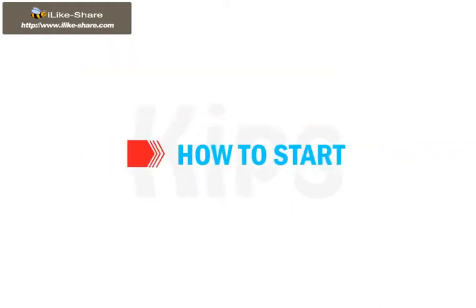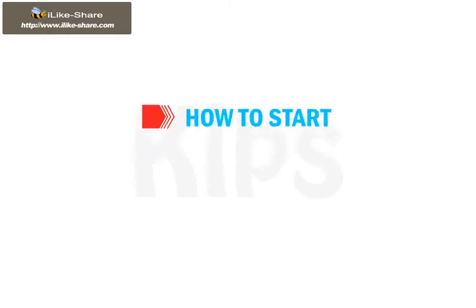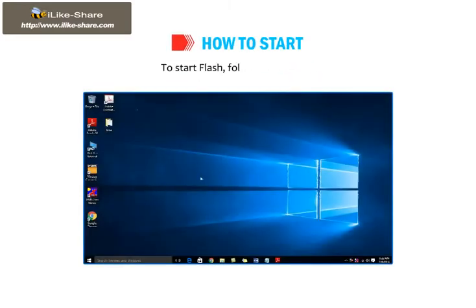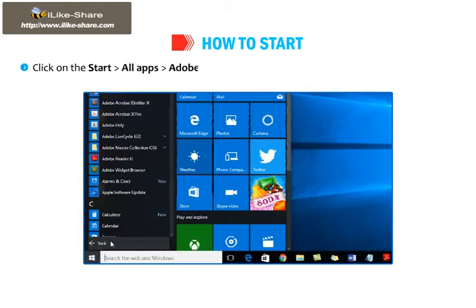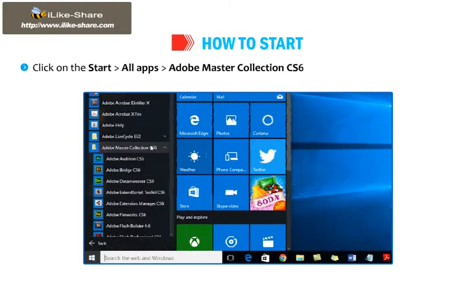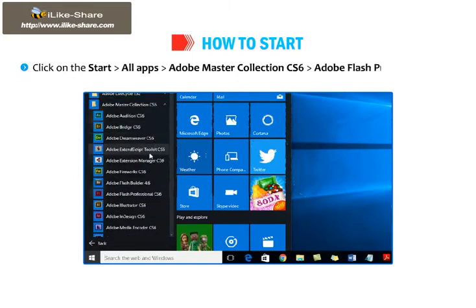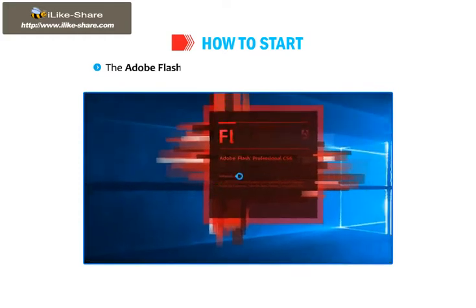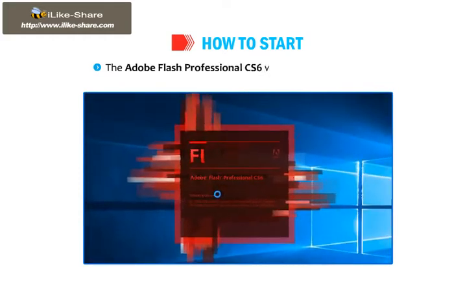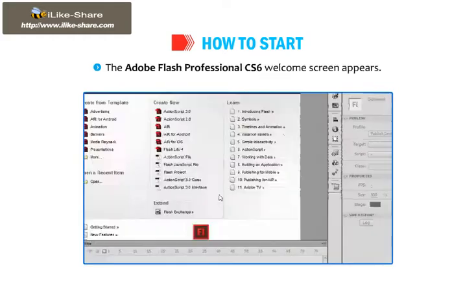Okay, let us learn how to start Flash. To start Flash, follow these steps. Click on the Start button, then All Apps, then Adobe Master Collection CS6, then Adobe Flash Professional CS6. The Adobe Flash Professional CS6 welcome screen appears.